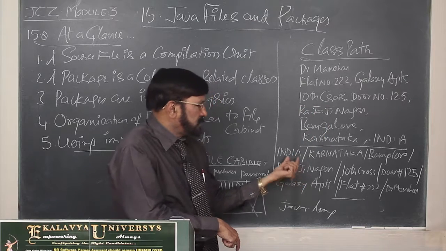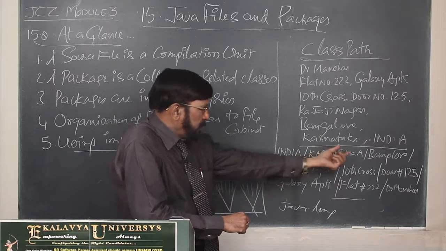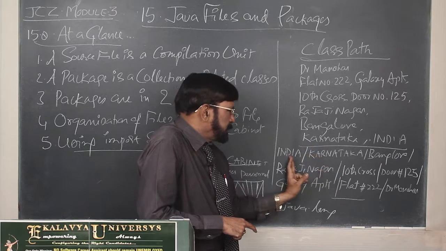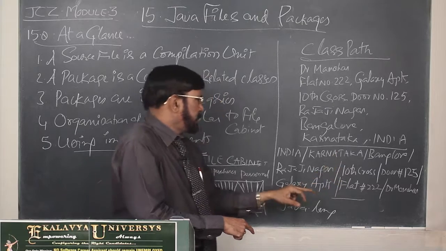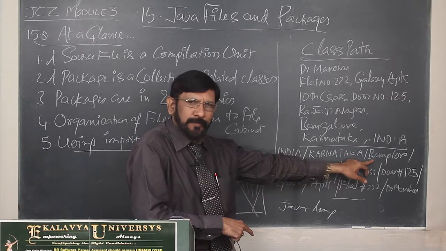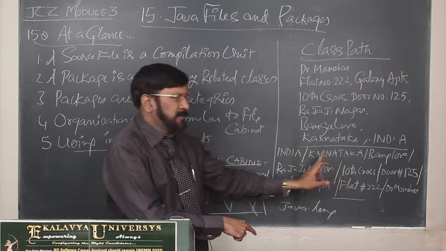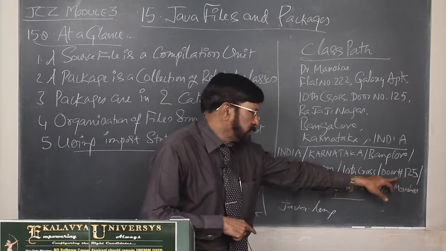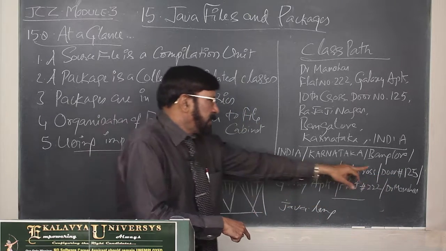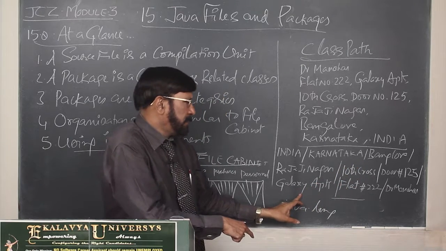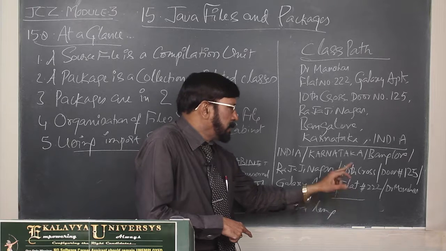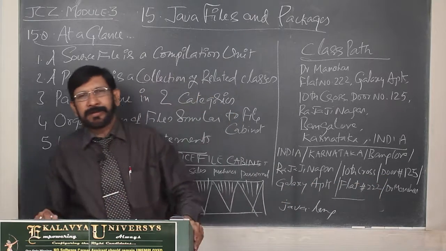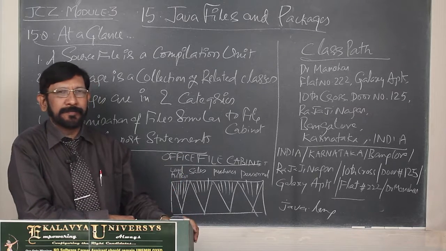Now, how is this created in a hierarchical manner? Now we see India. Karnataka is part of India, and Bangalore is a part of Karnataka state, and Rajajinagar is part of Bangalore, and the 10th cross is a part of Rajajinagar. In the 10th cross, this is a particular location's door number. Thereafter, in that door number, a particular apartment, and in the particular apartment, a particular flat. In the particular flat, Dr. Manohar is residing. So to him the letter is delivered. In the same manner, class paths are built. That we have to understand.